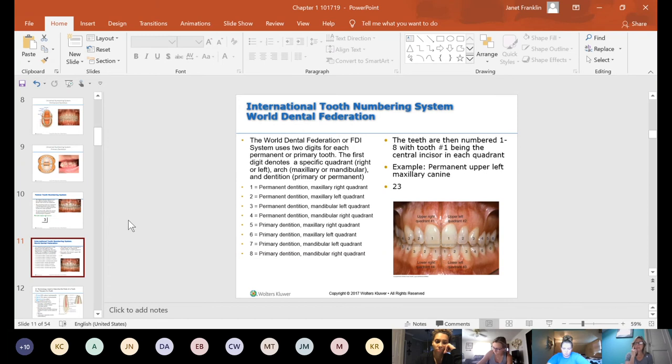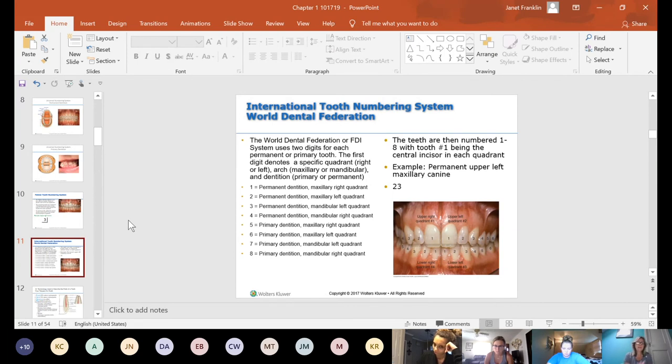And then primary would be the same way, only this would be quadrants 5, 6, 7, and 8. So they have permanent and then the primary. Then they number the teeth 1 to 8, with number 1 being the central incisor, and they go all the way back, just like the Palmer system did. If I wanted to describe the upper right central incisor, it would be quadrant 1, tooth number 1, so I would write 1-1. The upper left central would be 2-1, quadrant number 2, tooth number 1. To me, that seems very confusing, but apparently it's not because they use it. In this example, the permanent upper left maxillary canine would be in quadrant 2, and it would be tooth number 3 from the front.